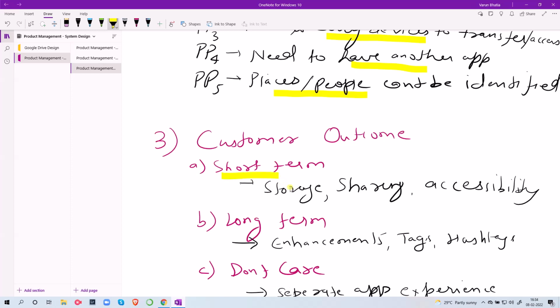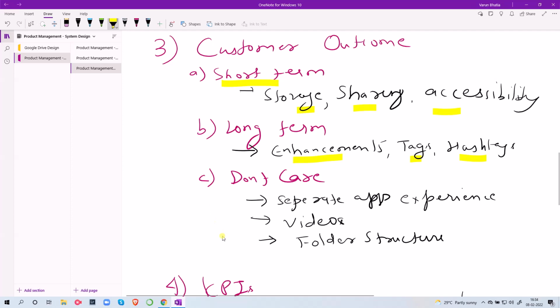So you need to be able to prioritize the problem areas and the customer needs. If you're looking at the short term, for example, you could say that I'm looking to develop capabilities on storage, sharing, and accessibility. In the long term, I would want to have enhancements, tags and hashtags, right? This gives you some objectives to work on.